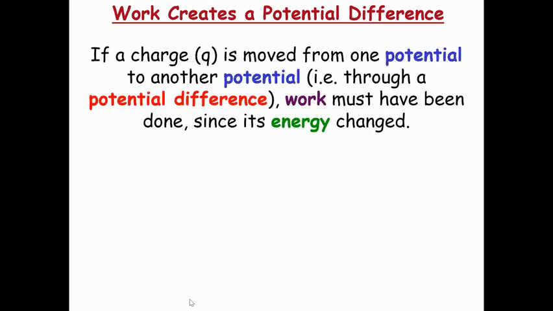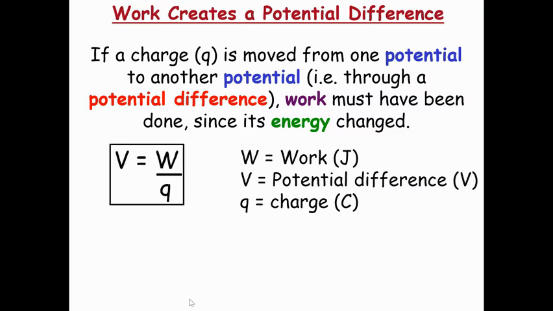If a charge is moved from one potential to another, aka through a potential difference, then you have to do work since the energy is changed. This is what voltage is. This is what potential difference is. When you were in your lab mapping out the potential difference using your voltmeter, you were measuring the potentials at two locations, and then your voltmeter was taking those two potentials and subtracting them from each other.